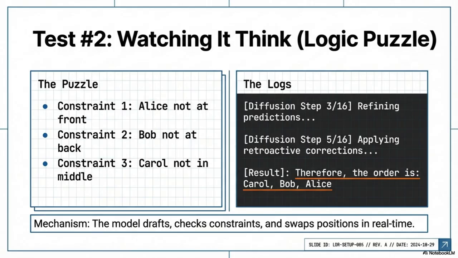But if you look at the bottom of the script, this is where the magic lives. We see variables like gen_length, block_length, and threshold. That is the cockpit.